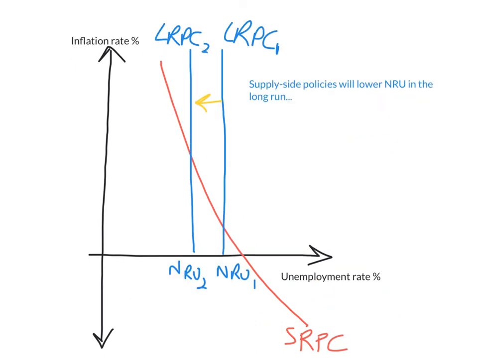Finally, supply-side policies will often lead to a lower natural rate of unemployment in the long run, and this can be seen by a shift to the right of the long-run Phillips curve, where you have a lower natural rate of unemployment.